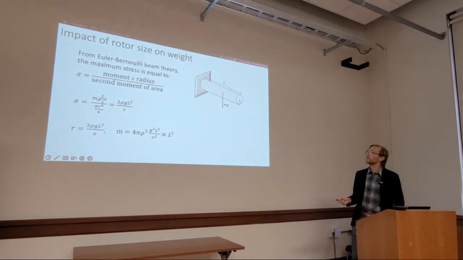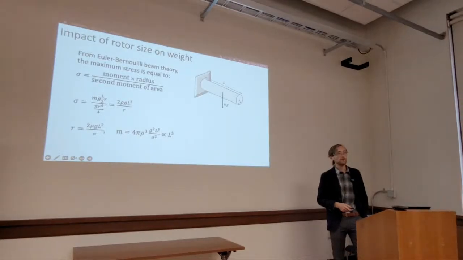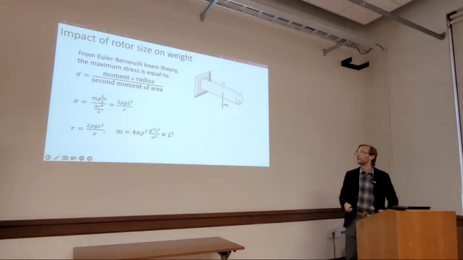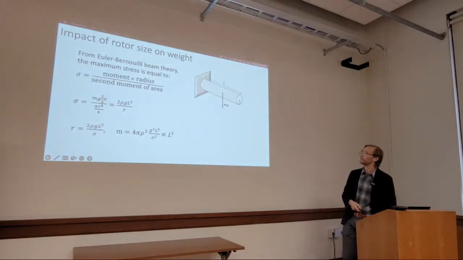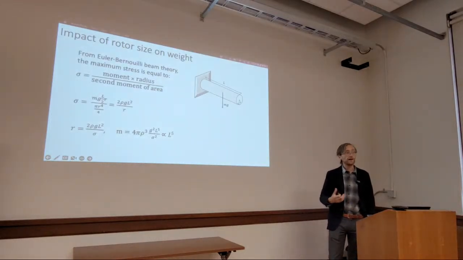And what we find out is that if we look at the stress, which is given by the moment times the radius divided by the second moment of area of that cross-section, we find that the radius of that cylinder must scale with its length to the power of 5. So that's even worse. If we double the length of that cylinder and we want the stresses in the material to remain the same, we have to multiply the radius by 32, 2 to the power of 5. So that's a lot. That's a lot of added weight.